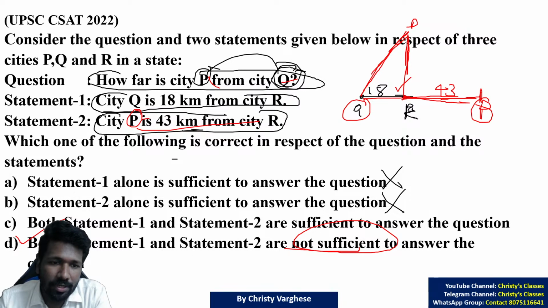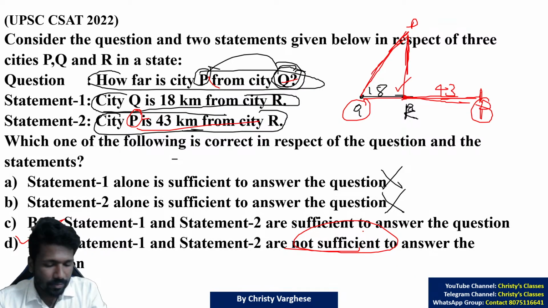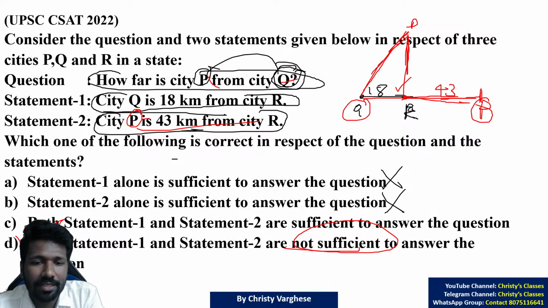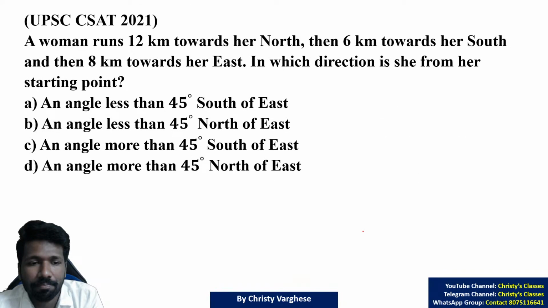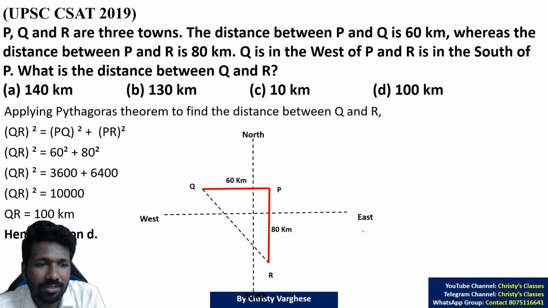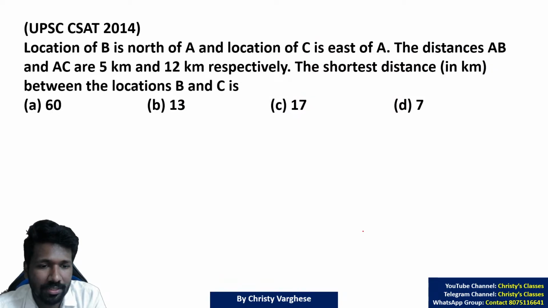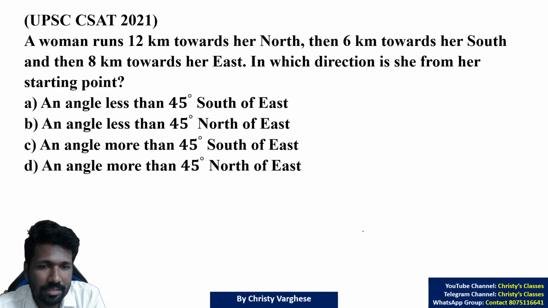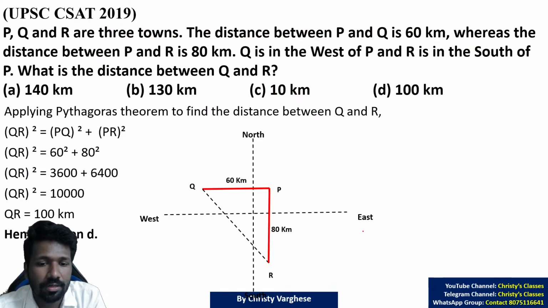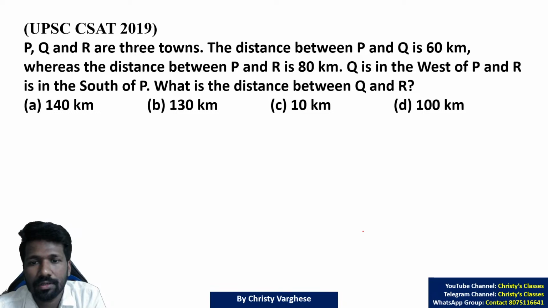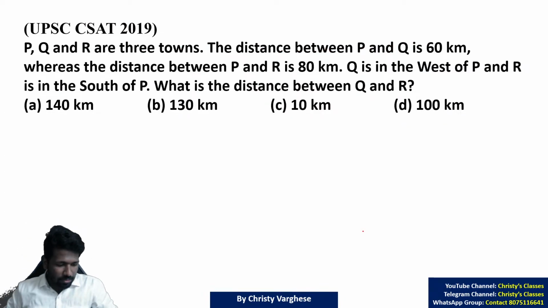All clear? A data sufficiency question asked in 2022. So if that is clear, one more variety I will show you. I am trying to show you all the possible varieties so that you will not be surprised when you see any type of question. So yeah, two more varieties are there actually. Yeah, try this one first. Try this one. 2019 this was asked.